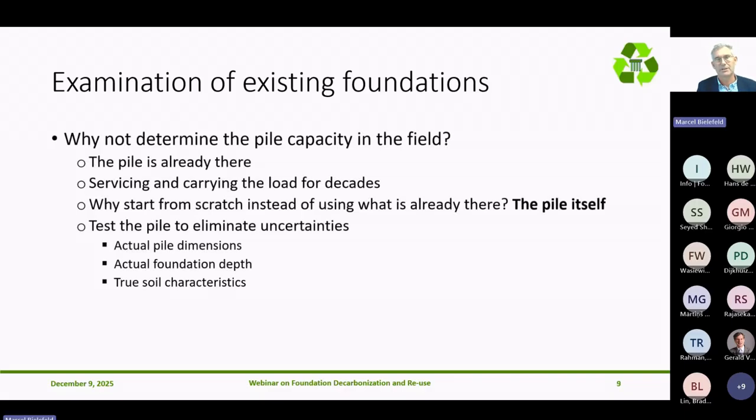So why not determine the pile capacity in the field instead of starting all over with all the assumptions in the design process? The pile is there, carrying the load for decades. So test the pile and eliminate the uncertainties. Uncertainties about actual pile dimensions, the foundation depth, the bearing layer, if that's unknown. That does not make that much sense if you know the capacity of the pile. And also the soil characterization and the interpretation of the soil investigations and translating them into design parameters. The assumptions and the uncertainties in that are eliminated if you do a pile load test.